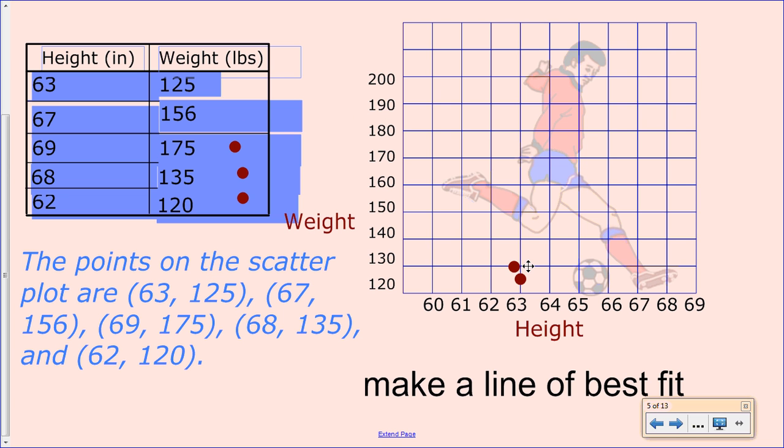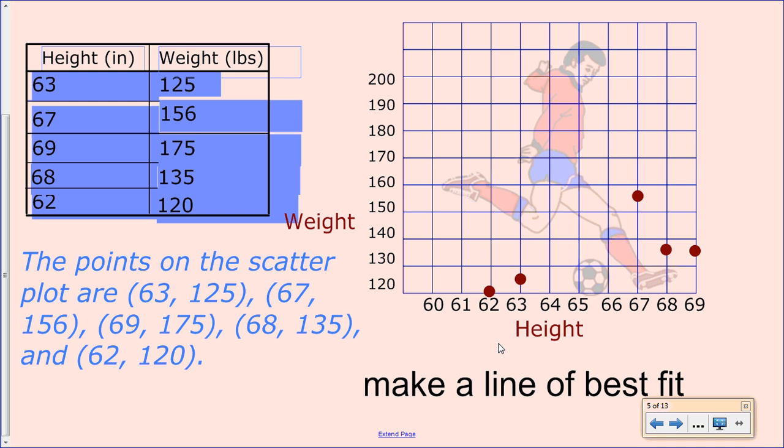A height of 67 and a weight of 156, got there. A height of 69 and a weight of 135. A height of 68 and a weight of 135, about there. And a height of 62 and a weight of 120.